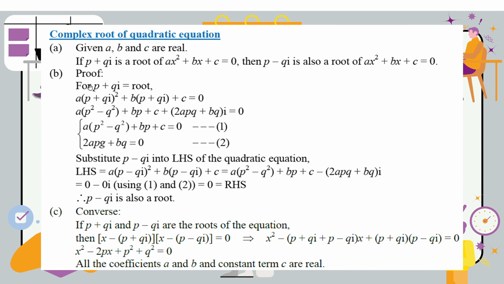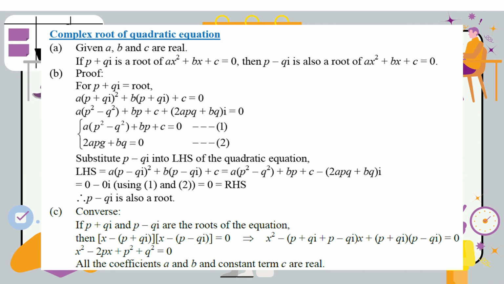So the proof for the roots is here. You substitute everything in, because the coefficients are real, then we have a lot of calculation, and then we say that p minus qi is also a root. Excellent. Conversely, we assume z and z bar are roots, and then we reform the quadratic equation and find out all the coefficients are real: minus 2p, p squared plus q squared, all are real. Excellent proof, okay? But we seldom need the proof in IBDP.